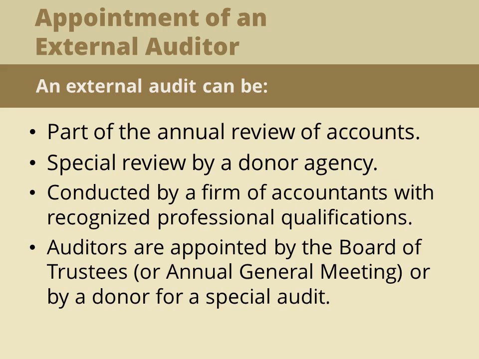An external audit can be conducted either as part of the annual review of accounts or as a special review by a donor agency. It is conducted by a firm of accountants with recognized professional qualifications. Auditors are appointed by the Board of Trustees, or at an annual general meeting, or by a donor for a special audit. They are independent of the organization employing them. Being independent means that the auditor must not have been involved in keeping the accounting records and is not personally connected in any way with the organization being audited.